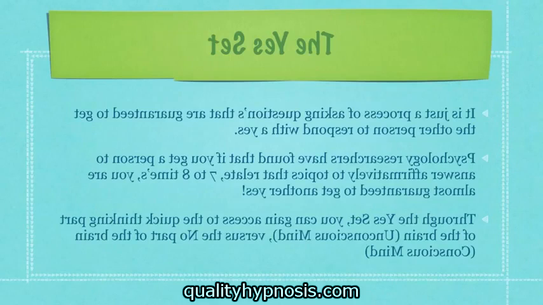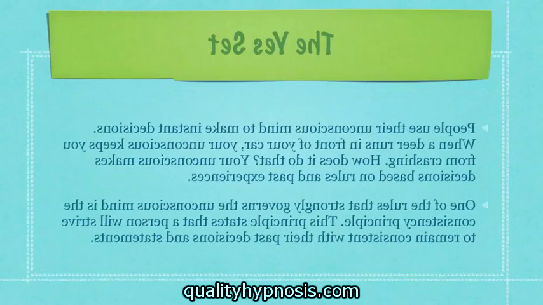Through the yes set, you can gain access to the quick thinking part of the brain. This is the unconscious mind versus the no part of the brain, which is the conscious mind. People use their unconscious mind to make instant decisions. When a deer runs in front of your car, your unconscious keeps you from crashing. How does it do that? Your unconscious makes decisions based on rules and past experiences, nearly instantaneously. One of the rules that strongly governs the unconscious mind is the consistency principle. This principle states that a person will strive to remain consistent with their past decisions and statements.